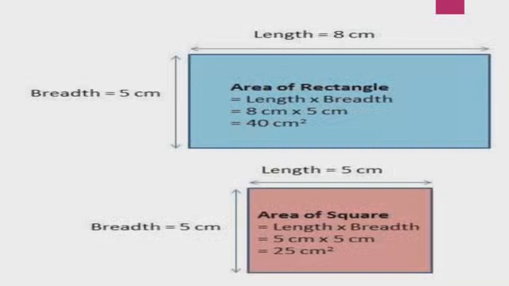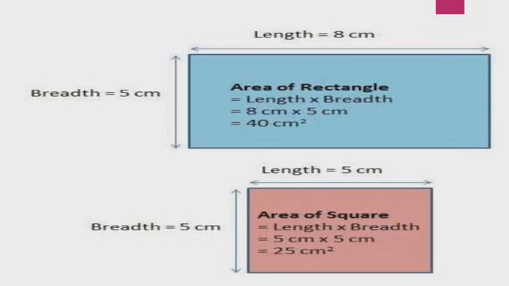Let's take a look at another example. Here we have a rectangle and also a square. The blue shape is a rectangle having a length of 8 cm and a breadth of 5 cm. The area of this rectangle is found by multiplying the length by the width. By doing so, you get your area. This is given by 8 times 5, which gives us 40 cm squared. We have found the area of this rectangle.